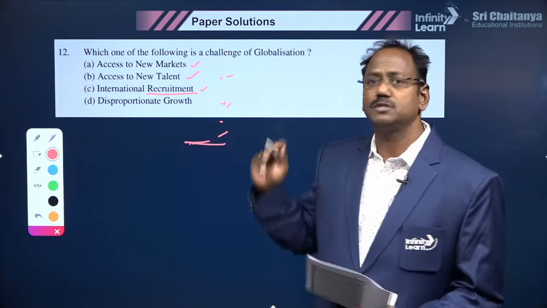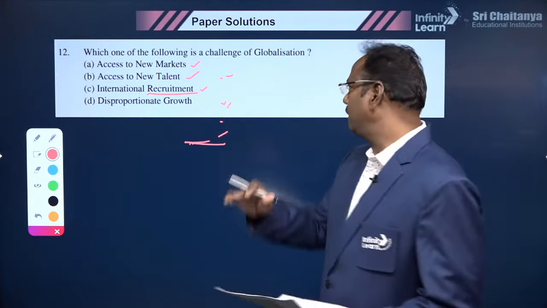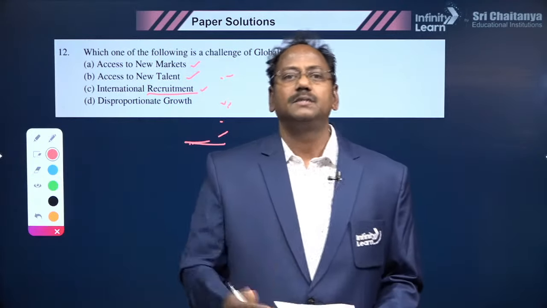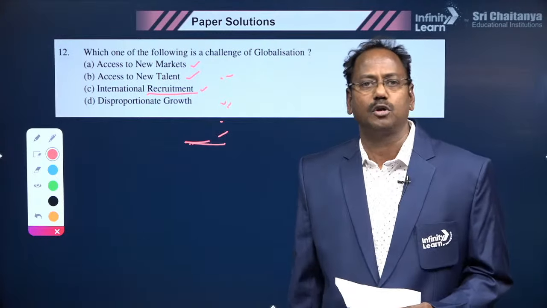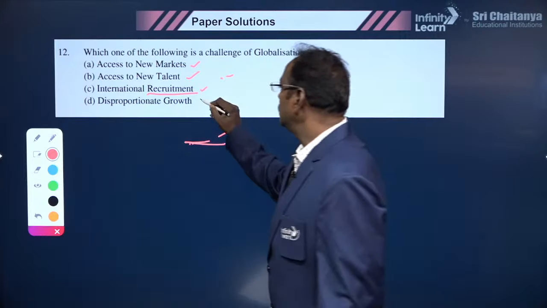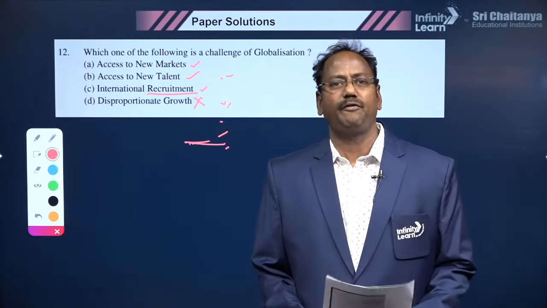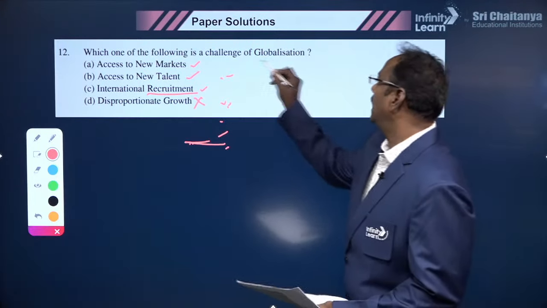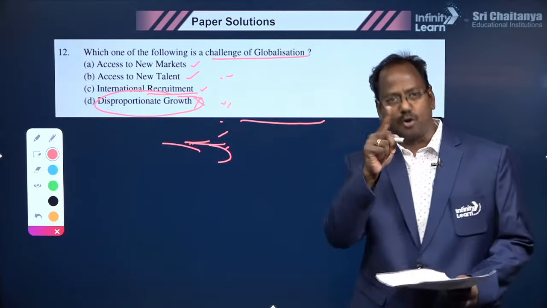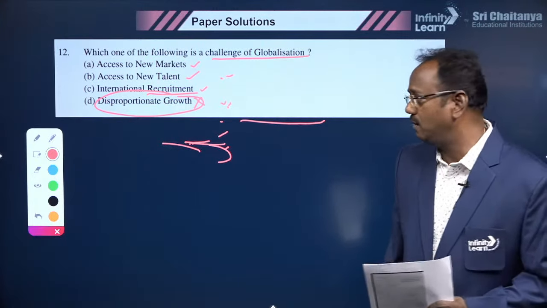Based on this globalization, most developed countries are getting greater advantage, and even the developing countries and the poorer countries are also getting an advantage, but comparatively the developed nations are taking more stake in that. That's the reason we are fighting for fairer globalization. There is no proportionate growth for all the economies. That is the fight and demand today. So a challenge for globalization is disproportionate growth. This is a big challenge for globalization. So the answer for question number 12 is D.